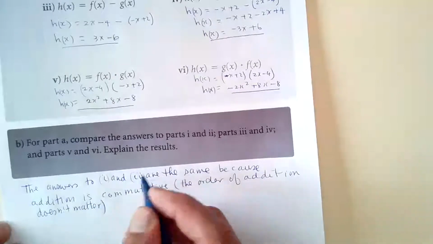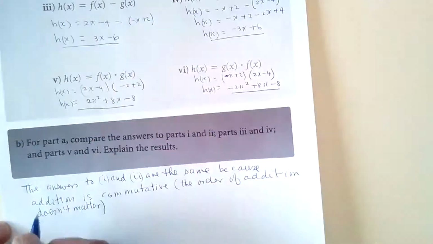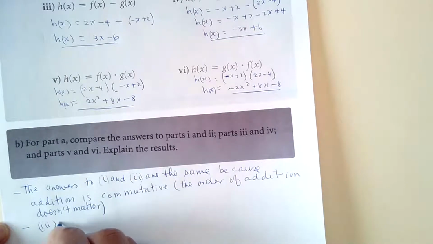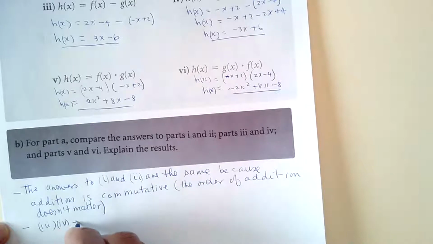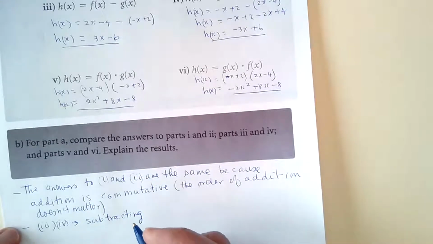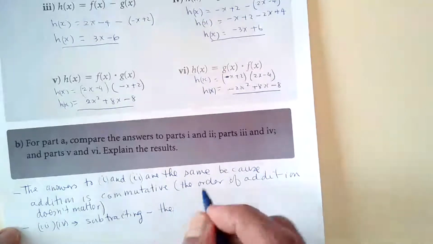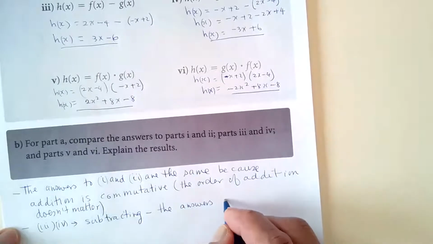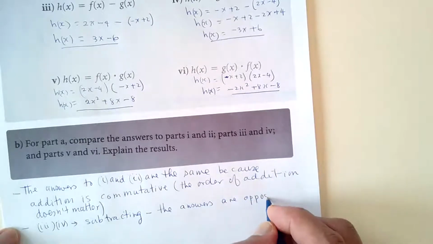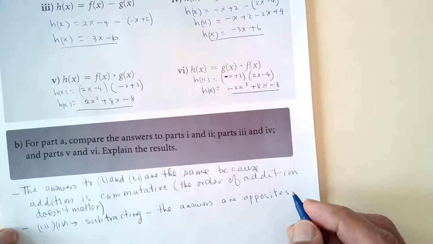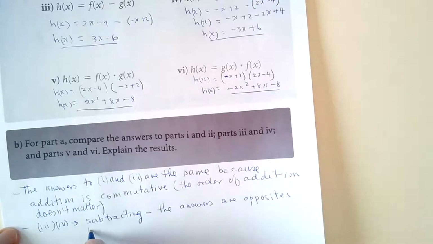Now, notice for 3 and 4, here we are subtracting. So the answers are opposite. Notice the answers here are opposite. Because the order matters.